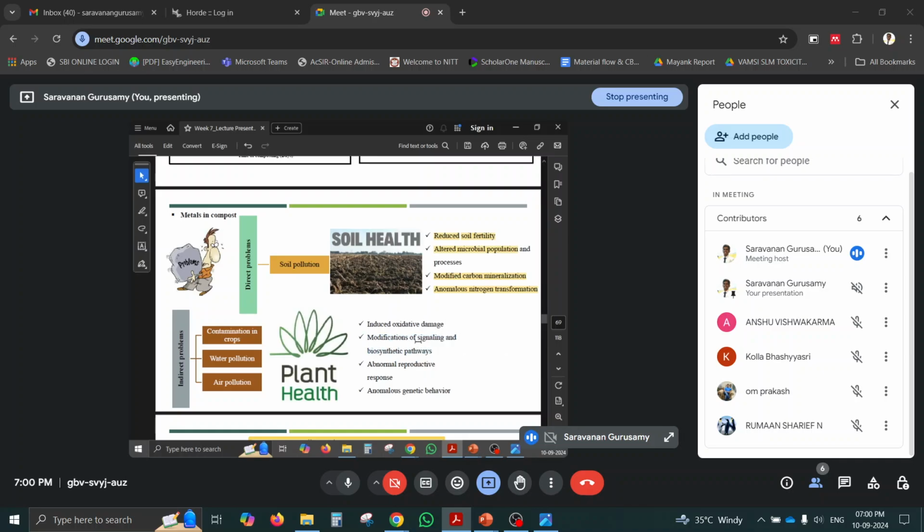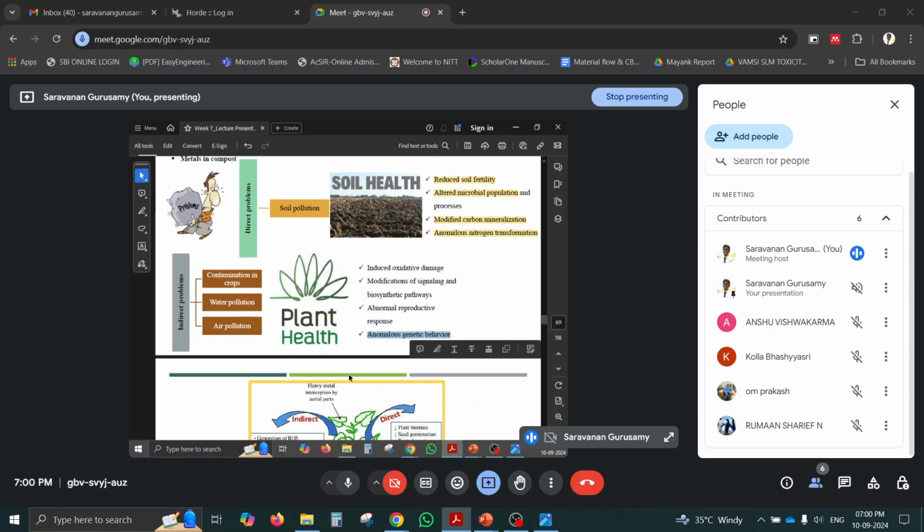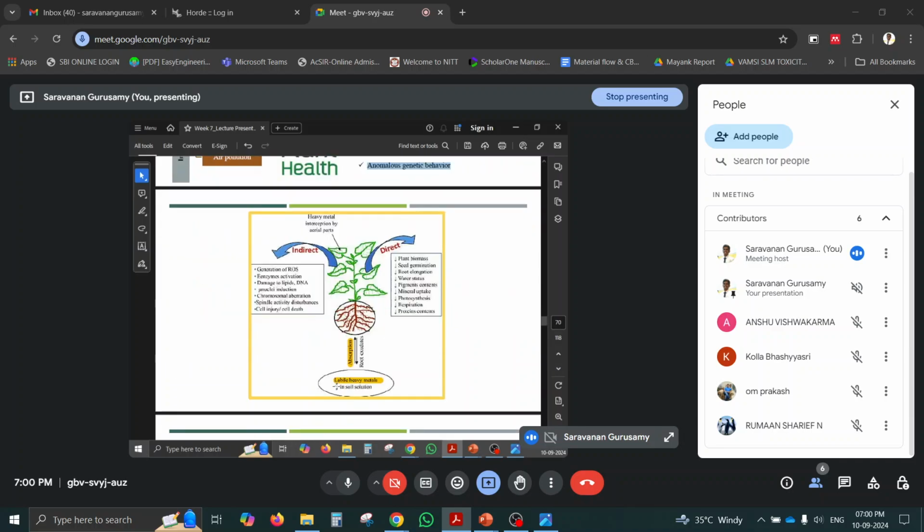These are all related to plant health, while the earlier ones are related to soil health. And then abnormal reproductive response and anomalous genetic behavior of the plants. So the trace elements and heavy metals should be reduced because they directly affect soil health and indirectly affect plant health. As I mentioned, whenever there is a heavy metal present in the soil in solution form, it will be absorbed by the plant root and transferred to the leaves and the fruits. So again, it will affect human health and the food chain.